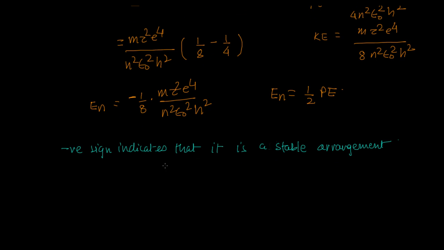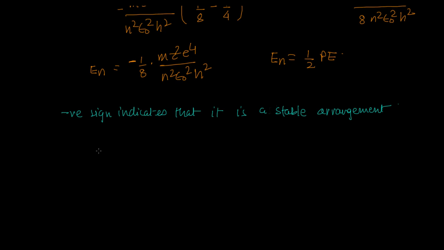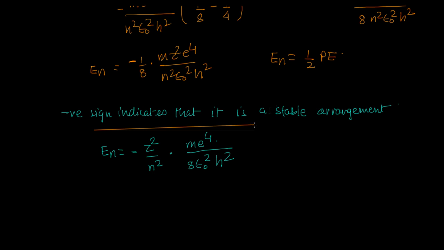So again, you should try to understand that En is directly proportional to Z square, inversely proportional to n square, and after that you have m e to the power 4 upon 8 epsilon naught square h square. This is something that you should keep in mind, because this concept will be tested in numericals, right?